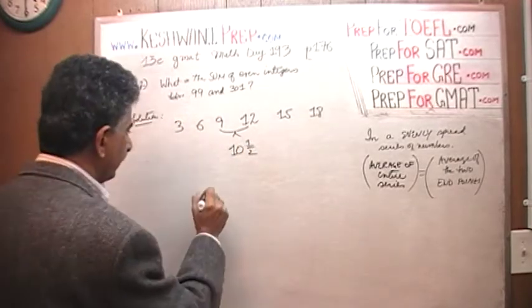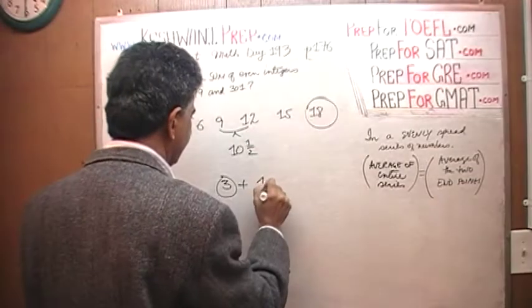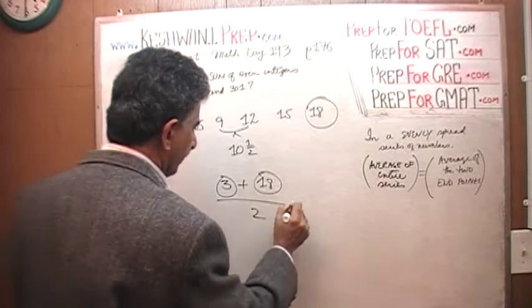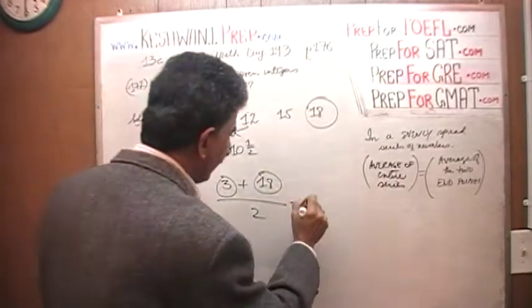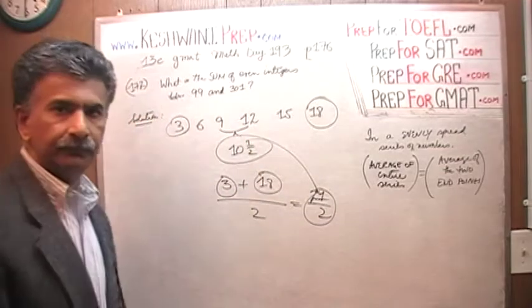Another way is to take the endpoints, the 3 and the 18, and divide by 2. 3 plus 18 is 21, and 21 divided by 2 is 10.5.